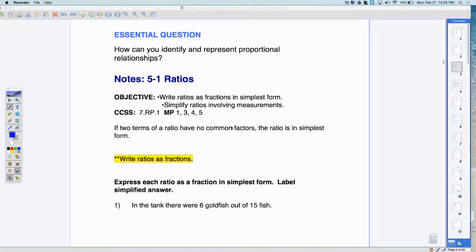The essential question is, how can you identify and represent proportional relationships? The objective is write ratios as fractions in simplest form, simplify ratios involving measurement, and it says if two terms of a ratio have no common factors, the ratio is in simplest form. So we're going to start by writing ratios as fractions.